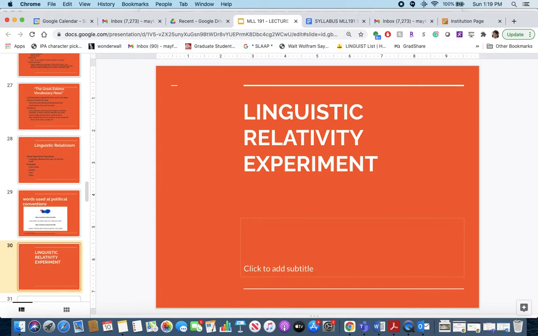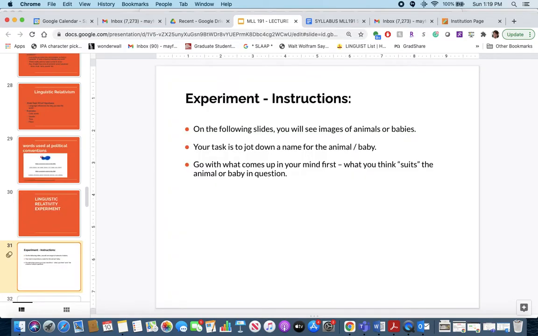So here's a linguistic relativity experiment, and you don't really need anything other than maybe a sheet of paper and a pen if you already have it. On the following slides, you'll see images of animals or babies, and your task is to jot down a name for the animal or baby. Not just say, oh, this is a cat, but to jot down a name. So you would say, oh, this cat's name is blank, right? Just go with what first comes to your mind. Think about what suits the animal or baby in question. I'll just go through these slides and you'll write down the name.